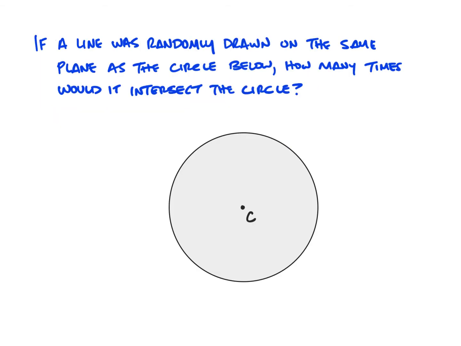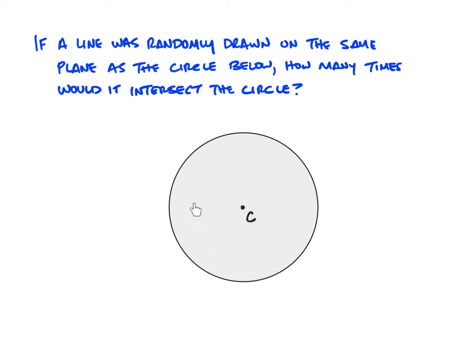So first I have a question for you. If a line was randomly drawn on the same plane as this circle here, how many times would that line intersect the circle? So you can imagine the screen that you're looking at is the plane, and if I were to put a line on this screen somewhere in a random place, how many times would it intersect this circle?